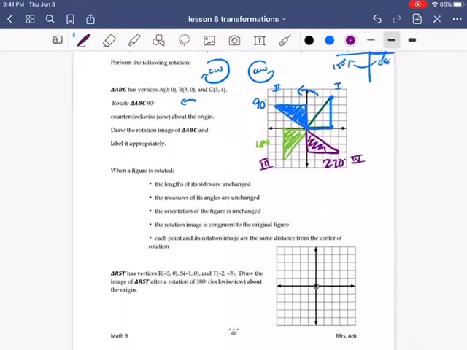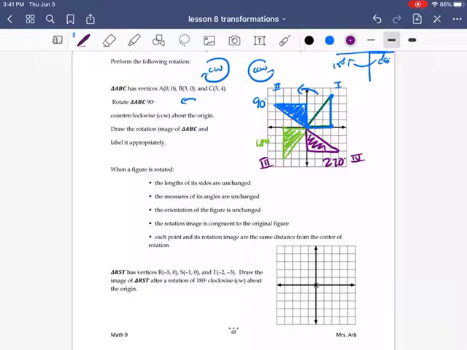So when a figure is rotated, the lengths of its sides are unchanged, the measures of its angles are unchanged, the orientation of the figure is unchanged, and the rotation image is congruent. That means the same as the original figure. And it's the same distance. We're going to work off this premise that it's the same distance from the center of rotation.